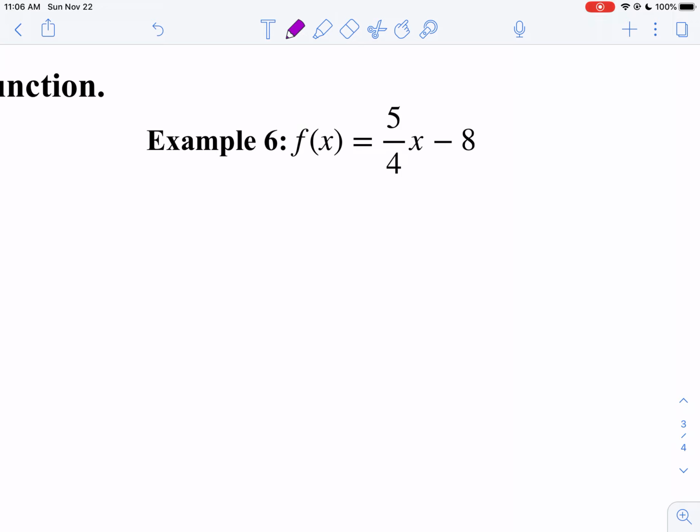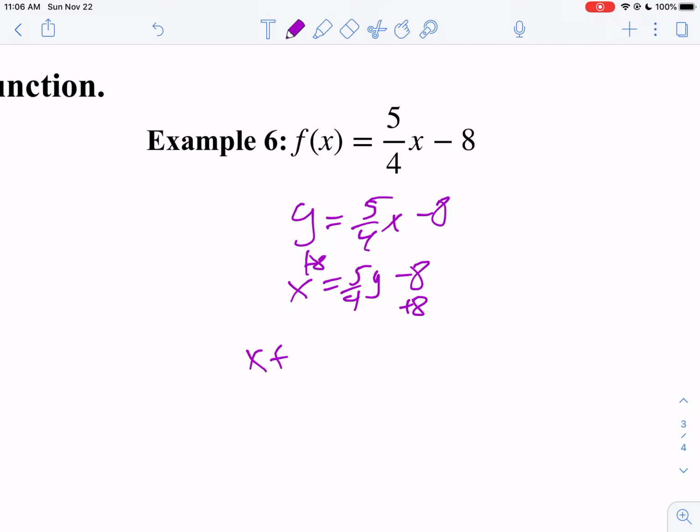I'm going to go through the same process. Y equals 5 over 4x minus 8. Switch the x's and y's around. X equals 5 over 4y minus 8. Well, then let's add 8 to both sides. So we get x plus 8 equals 5 over 4y. Well, let's multiply both sides by 4 to get rid of the fractions. And you got to multiply the whole side by 4. So we're going to say 4 times the quantity x plus 8 equals 5y.